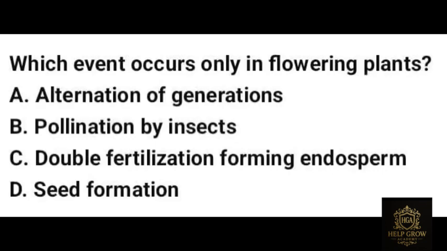In flowering plants, two fertilizations occur at once. The first, one sperm cell joins with the egg to form the baby plant, which is the zygote. The second, another sperm cell joins with two other nuclei in the ovary to form the endosperm, which provides food for the seed. This process is called double fertilization and it is found only in flowering plants. Other plants may form seed or show alternation of generations, but they do not perform double fertilization.